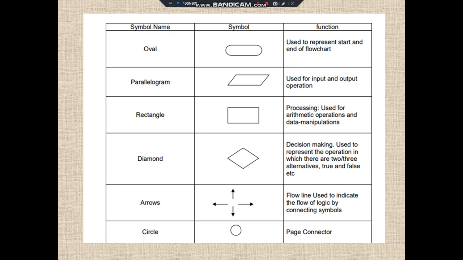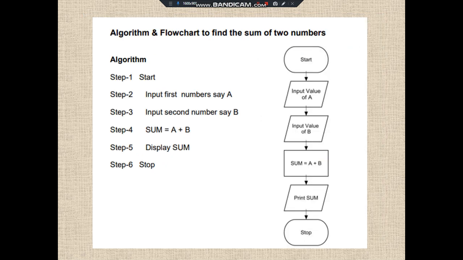Next one is arrows. Arrows are mainly used for connection of these symbols. All the steps will be connected to each other by using these arrows. And the next one is the circle. If your flowchart is given on 2 or 3 pages, then to connect these pages, you will require this circle. That's why it is called a page connector. We'll study this flowchart by using some examples.